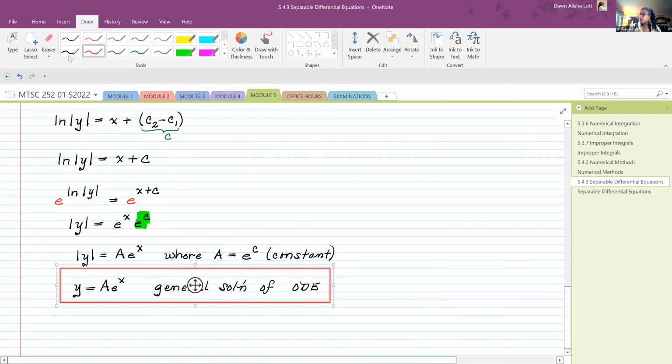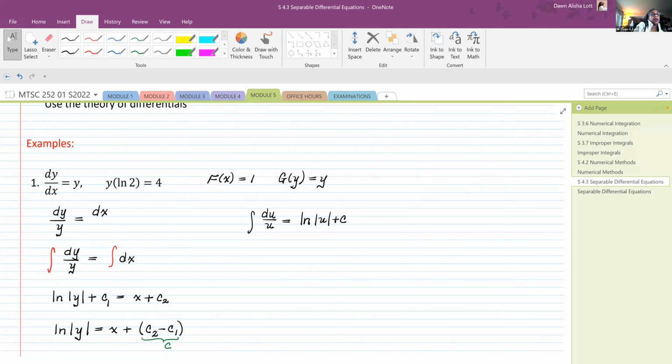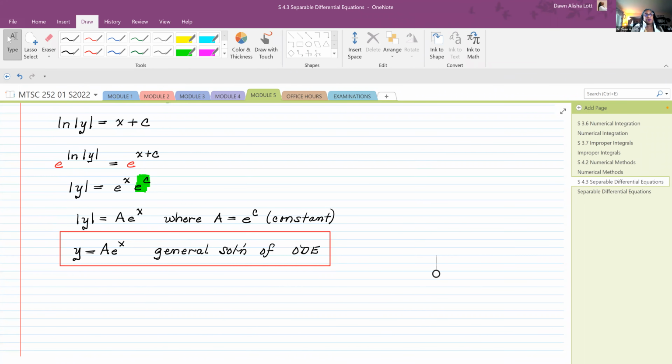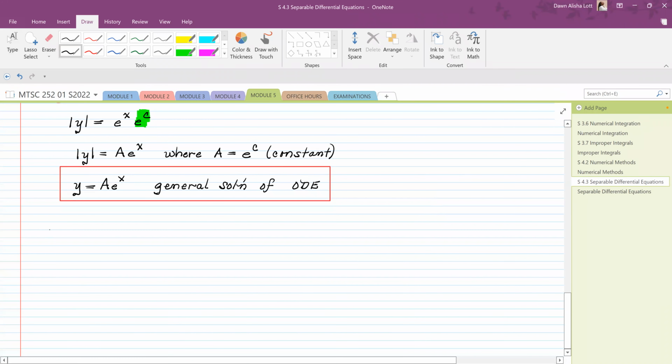All righty. So if the problem does not have a special condition like y of log 2 is equal to 4, then we would stop here. We wouldn't be able to solve for the constant. All right, but since we are given that y of the natural log of 2 is equal to 4, we need to use that to solve for a. All right, so we must solve for any constants.